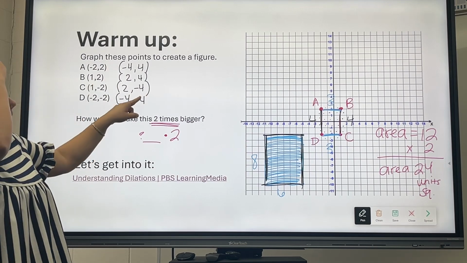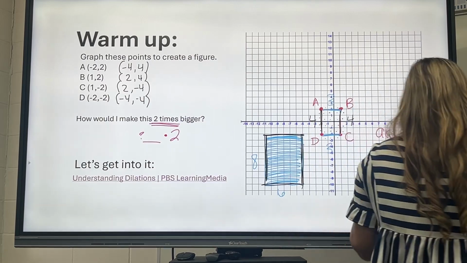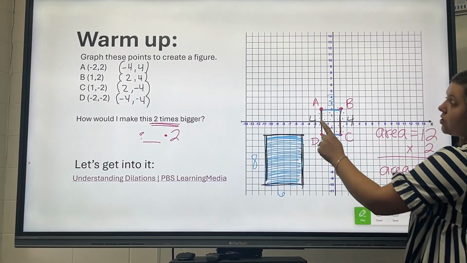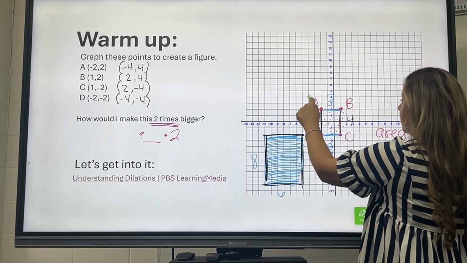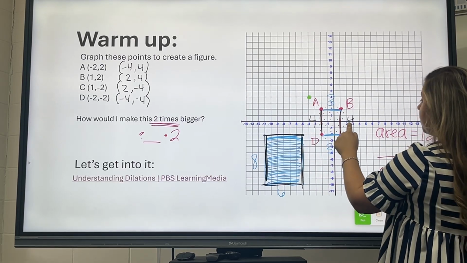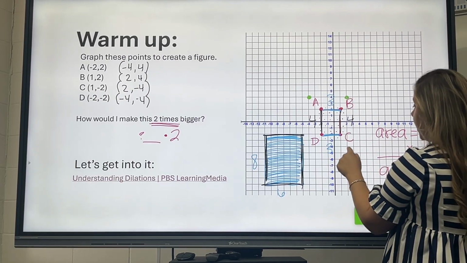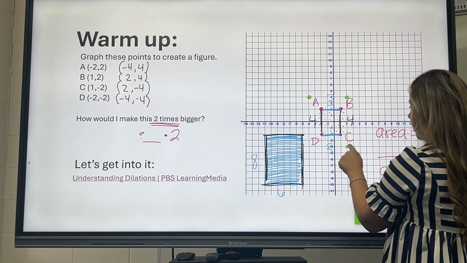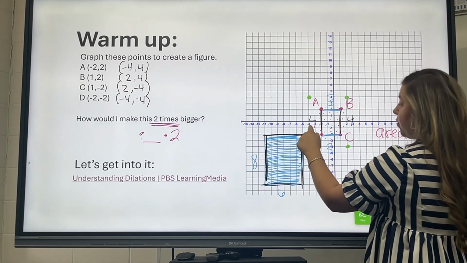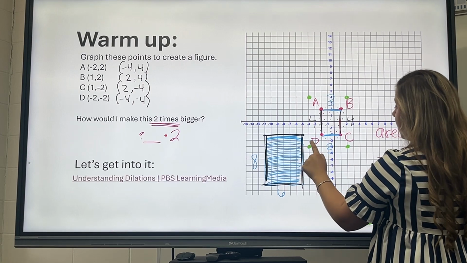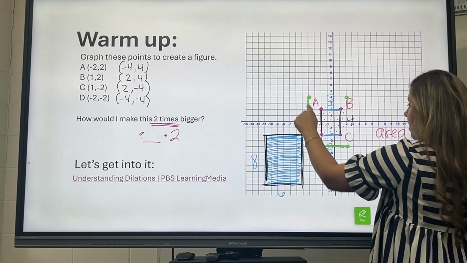Okay, if I did that, let's see what that would turn out like on the graph. So I'm going to plot those points. -4, 4. Then I've got 2, 4. Then I've got 2, -4, 1, 2, 3, 4. Okay, and -4, -4. So here. So what I see is this shape.